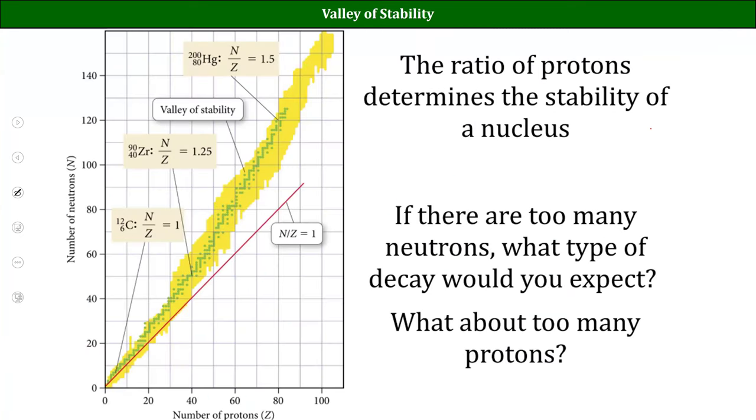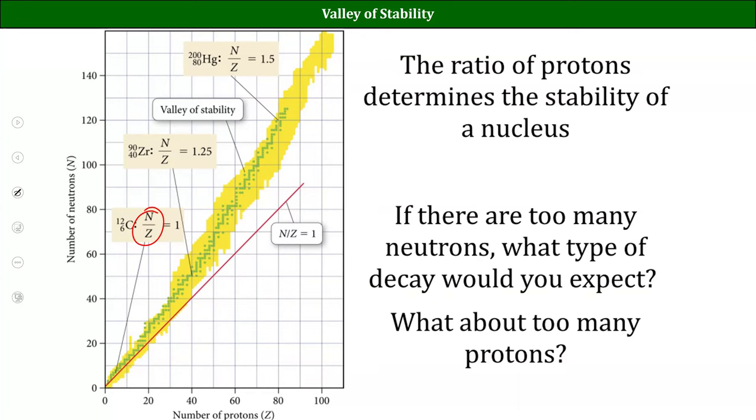Just from looking at it experimentally, we can go through and find all of the stable isotopes of all the different elements. That's what this graph represents. The x-axis is the number of protons, meaning the atomic number, and the y-axis is the number of neutrons. This is the slope of the line: if you have a small nucleus, you want about a 1-to-1 ratio of neutrons to protons, which tends to be pretty stable.